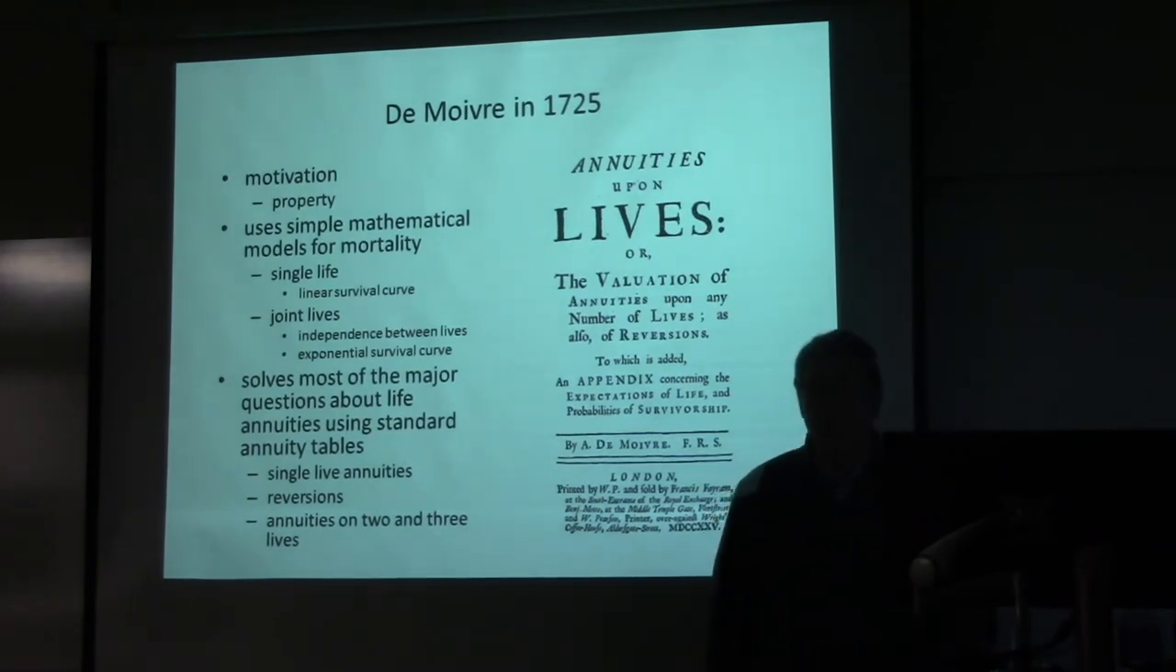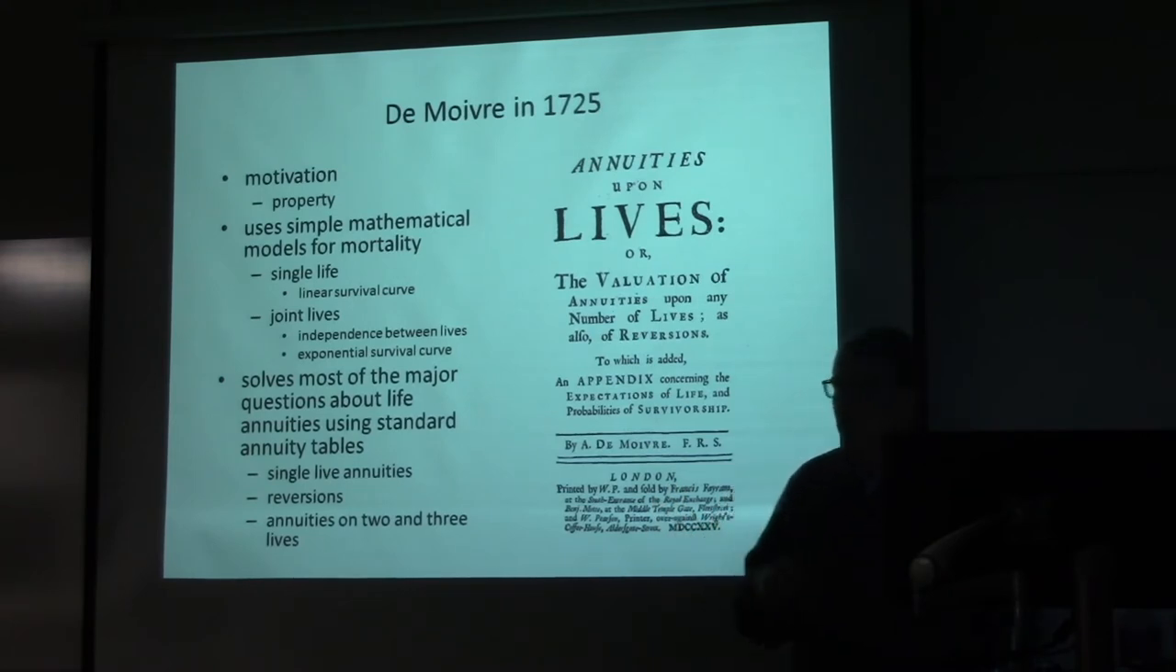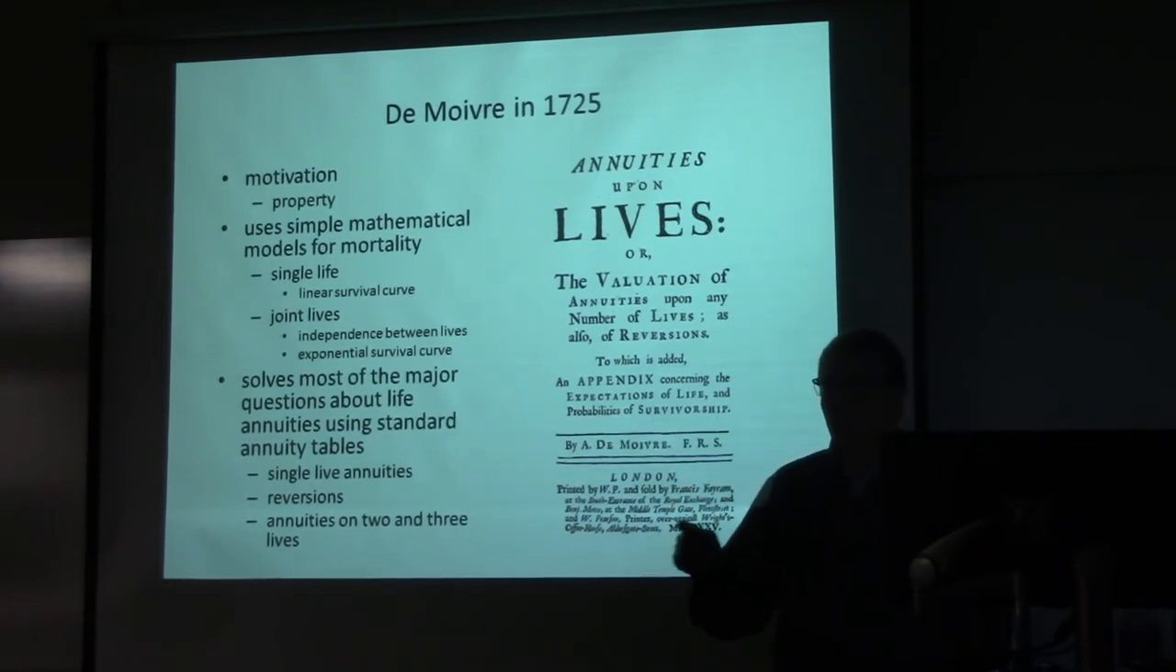For a single life annuity, he used an approximation with a linear survival curve, so that when it came to calculating the present value of the annuity, you had the sum of an arithmetic geometric progression. So there was a nice, simple formula for the present value. For joint lives, he had a mixture that really didn't fit together. For the single life annuity, he would calculate using the linear survival curve, but then to calculate joint life annuities, he would use an exponential curve so he can multiply things together nicely and find the infinite series, or find the series.